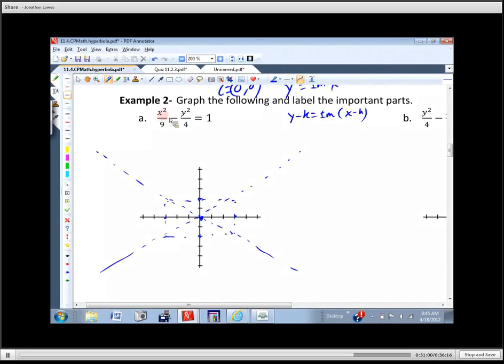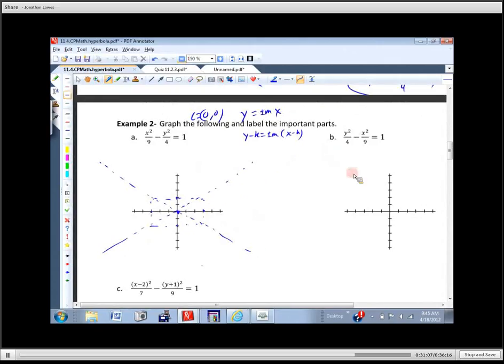Because this was a plain old x and a plain old y, it's going to be y equals something times x, plus or minus some number times x. What's the rise? 2. What's the run? 3. The rise is 2 because the number underneath y is 4. Square root of 4 is 2. The number underneath the x gives us the run. Square root of 9 is 3. Those are the equations for the asymptotes.